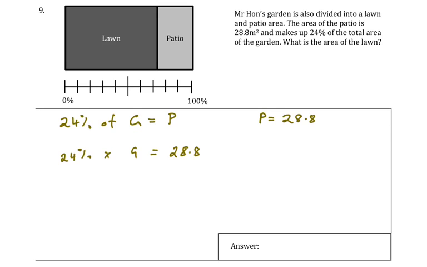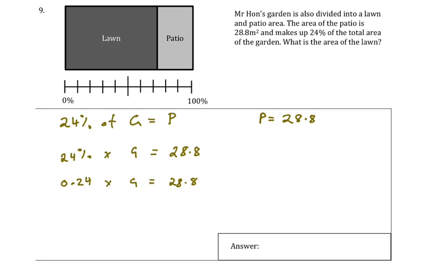Also notice how we can use a substitution. We know that P is 28.8, so instead of writing P, write 28.8. So the next line, I'm going to write 24% as a decimal, and everything else stays the same. So this equation is now very straightforward to solve. We're trying to find the area of the garden first, and then that will allow us to find the area of the lawn afterwards.